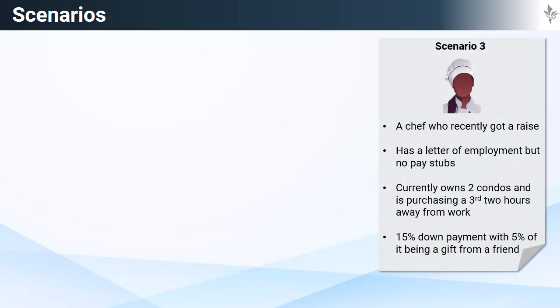In Scenario 3, your client is a chef who recently got a raise. The client has a letter of employment, but no pay stubs to confirm. The client currently owns 2 condos and is purchasing a 3rd condo that is 2 hours away from their work location. The client provides a 15% down payment, with 5% of it being a gift from a friend.